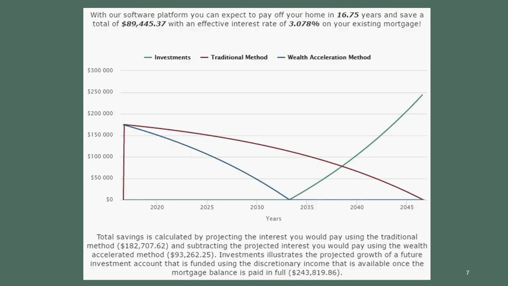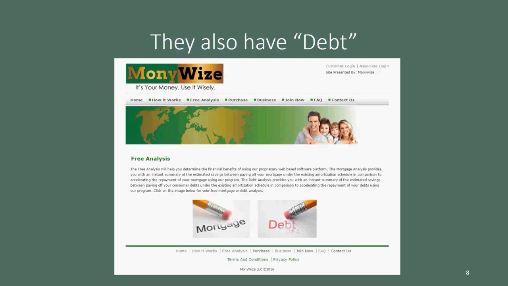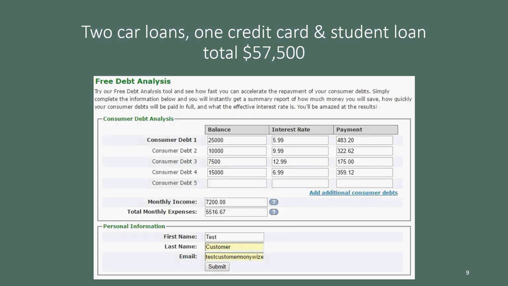Now, not everybody has a mortgage. We acknowledge that some people just have debts. So let's look at the box on the right-hand side there and click on debt. Now, Mr. and Mrs. Test Customer, they actually do have debts. They've got $25,000 on a car, which they're paying 5.99% interest. They have a second car of $10,000. Now, that wasn't such a good rate of interest. They're paying 9.99%. They also have some credit card debt at $7,500, and as we know, most credit cards are attracting quite a high APR. And then finally, they have some student debt of $15,000.